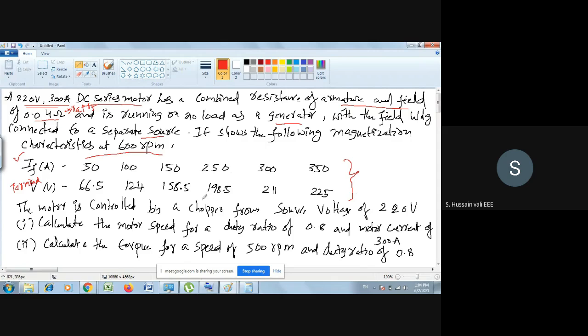So you run at no load. Please recall that, something like this you do. This is IA, this is voltage. So you get some kind of curve like this. This is between terminal voltage and the field current. Based upon that you have what is called the magnetization characteristics. So that characteristics he has given out.